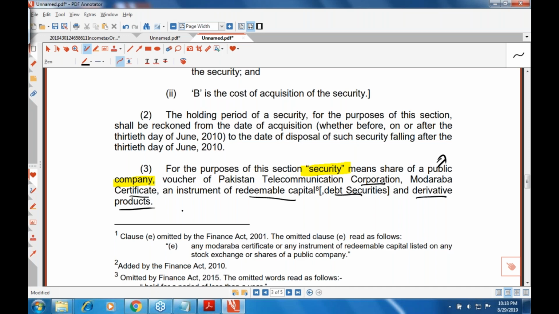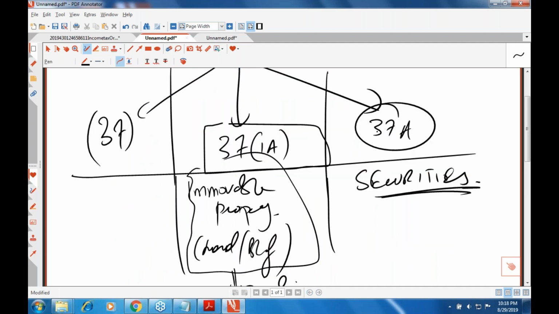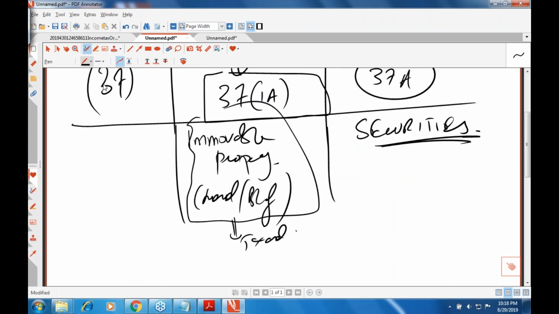Remember, what is basically securities? Whenever you do stock exchange trading, the shares that you dispose of on the stock exchange are called securities. Securities are basically the shares of the public company. Number two, all the debentures, redeemable capital, and derivative products are also considered securities. Whenever you dispose of a security, whatever the gain or loss on the security is, that is section 37A, and it is considered a separate block of income.